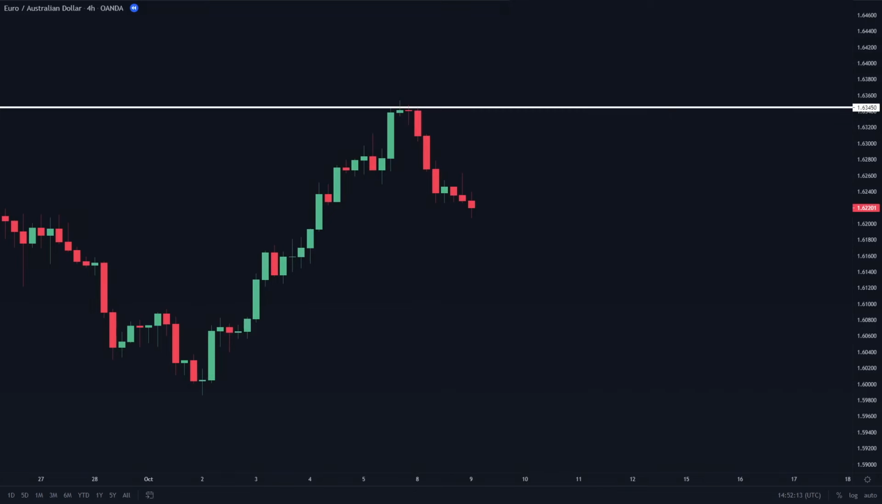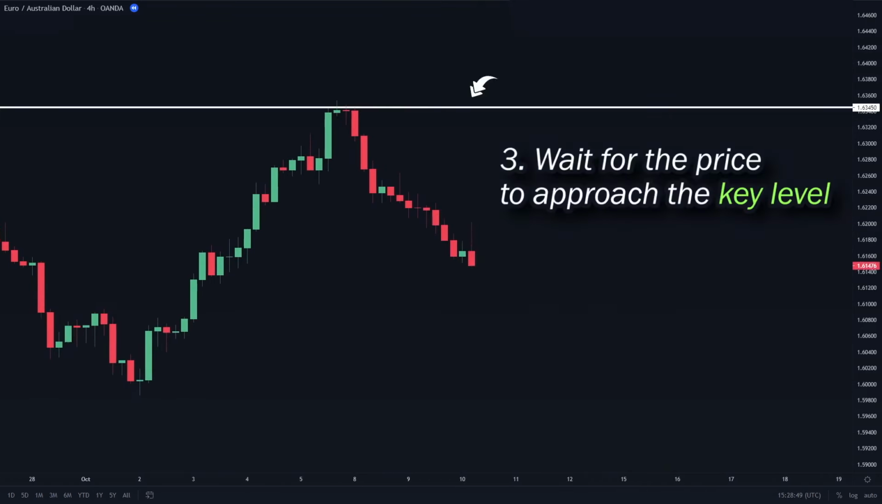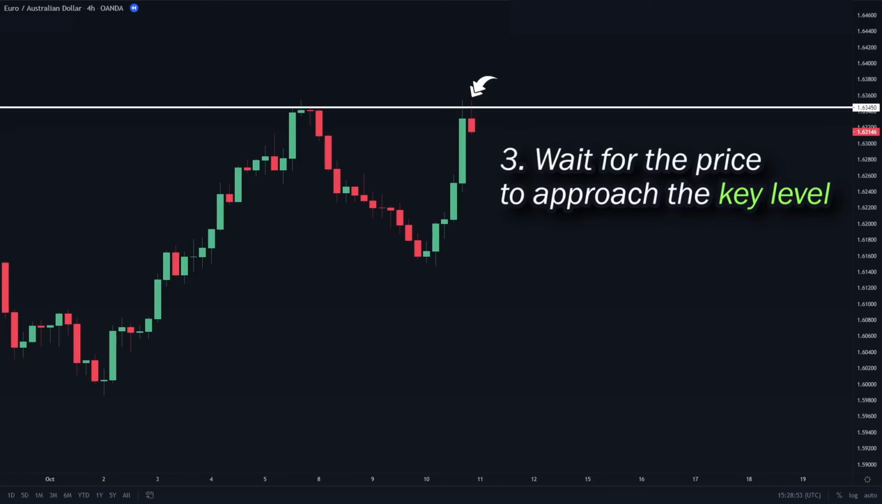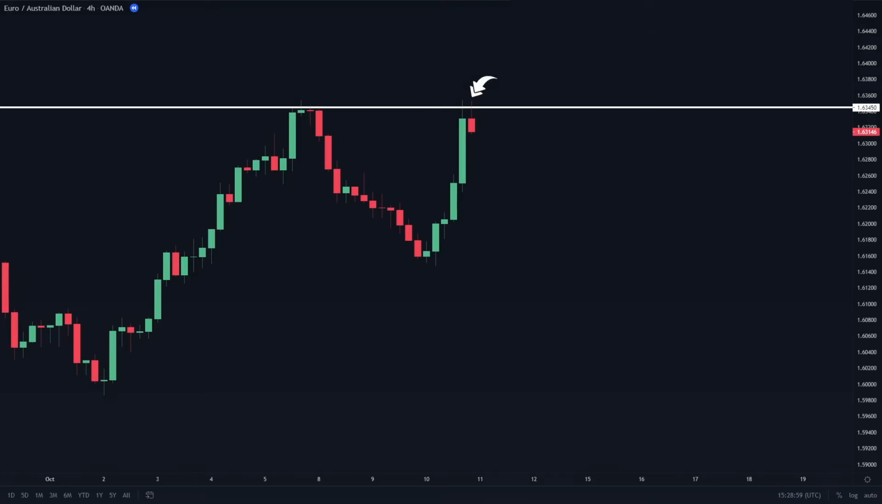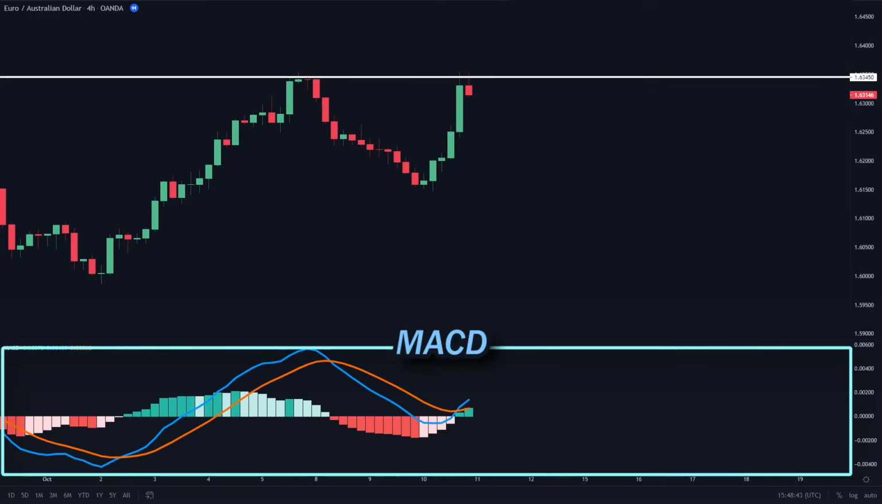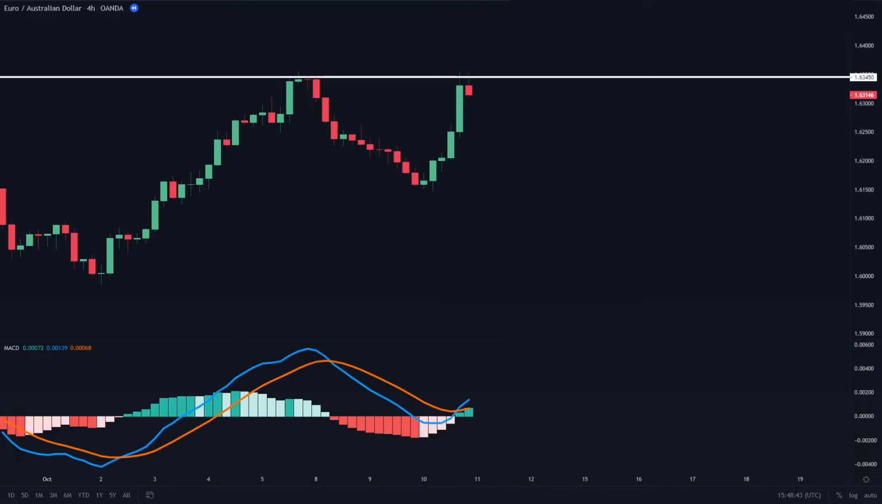The next step is to wait for price to approach the same key level again. When this happens, we expect the price to reverse downwards. However, just because the price touches a key level doesn't guarantee a reversal, because key levels aren't magic. Price can always break through these key levels. That's why we need to use extra confirmation to make sure there is actual downward momentum as the price touches these areas. This is where our MACD indicator comes into play.